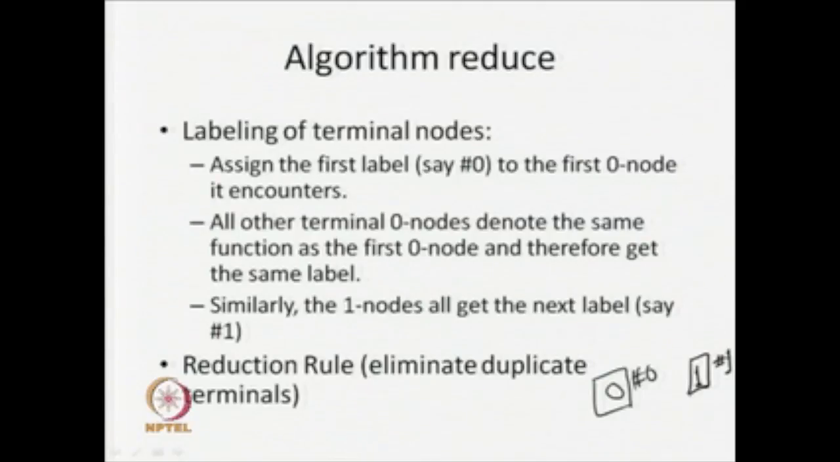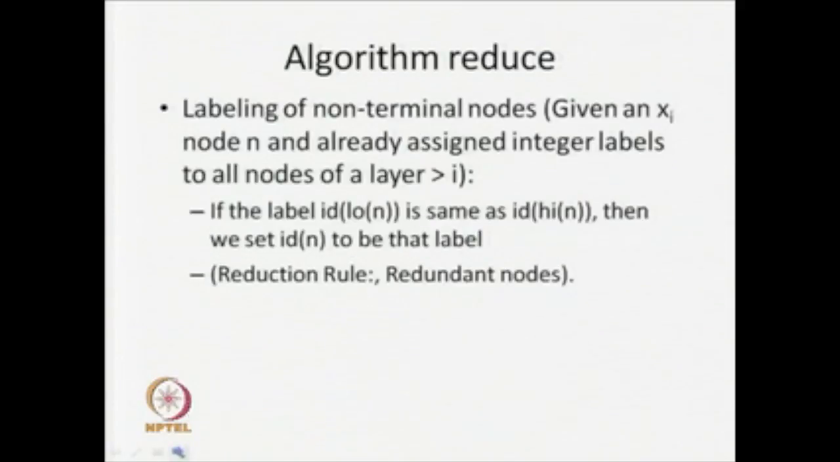So, this is nothing but reduction rule 1, that is, elimination of duplicate terminals. That means we are going to take care of the duplicate terminals, so removal of duplicate terminals. All 0 nodes will be merged to one 0 node, and all 1 nodes will be merged to one 1 node. Okay.